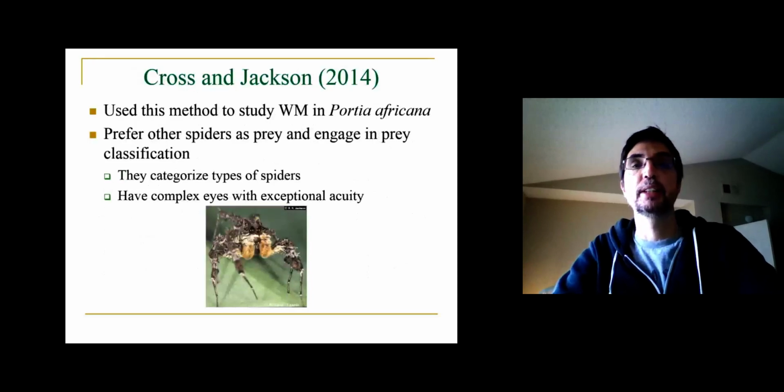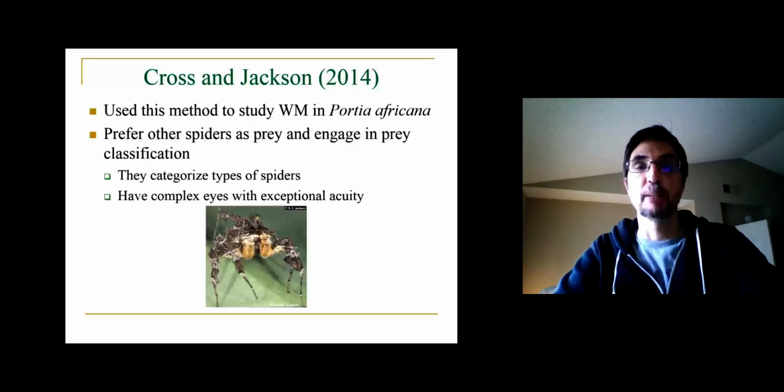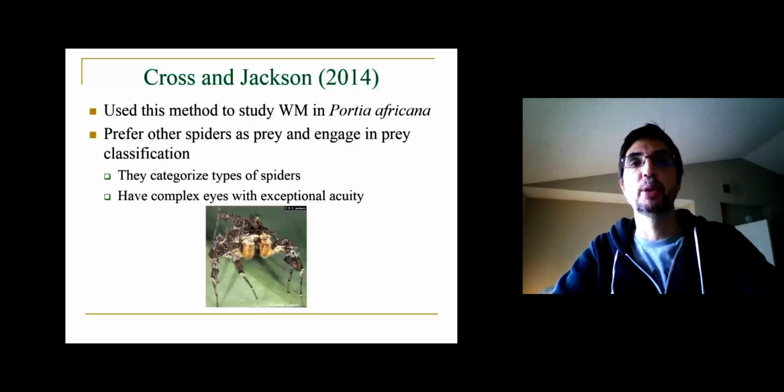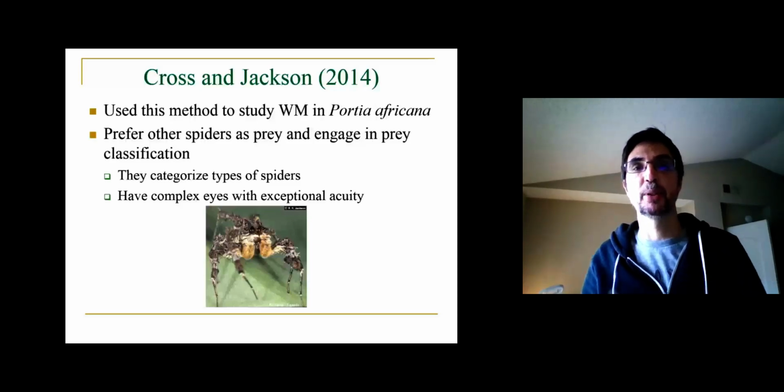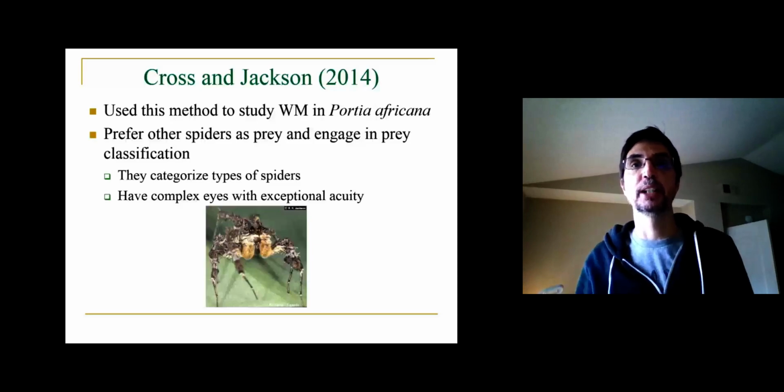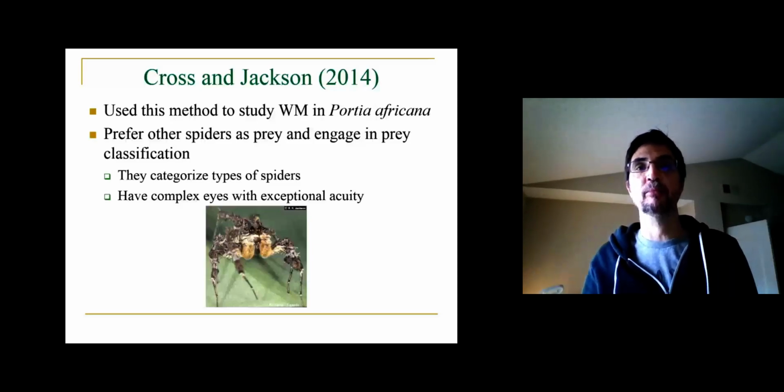So as I said, this has been used to study working memory in Portia spiders, and the study I want to talk about is by Cross and Jackson from 2014. And we know that Portia spiders like to hunt other spiders, and when they do so, they classify their prey by what type of spider it is. And we know that because what they do is they approach the web of the resident spider and they perform a unique vibration pattern to try to get the spider to come to it, and then they attack it. But the pattern of vibration on the web depends on the kind of spider that they're attacking.